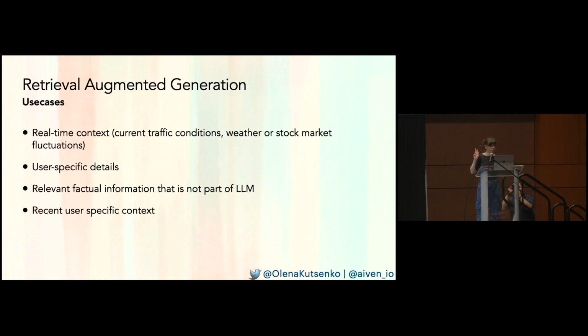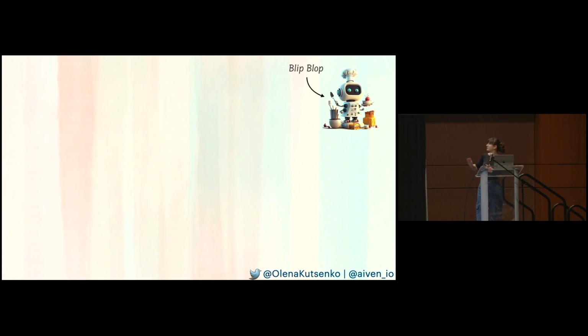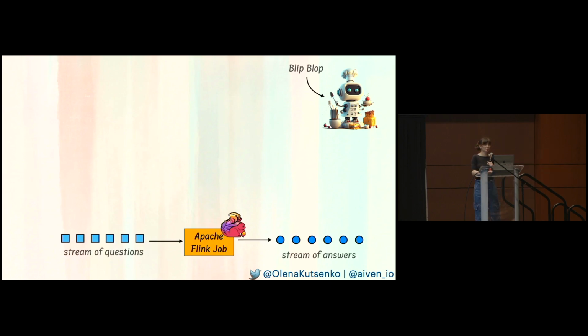So I have two different examples and demos to show with that. The first one would be if you have some kind of a product and you have your documentation and you want to have some kind of a generation of the answers to user questions dynamically. And for this, for example, I have this robot which I called Bleep Blop, and I have a stream of questions coming from the users, transformed by an Apache Flink job to the answers, and we want to get those answers relying on some kind of a knowledge store, let's say your database.